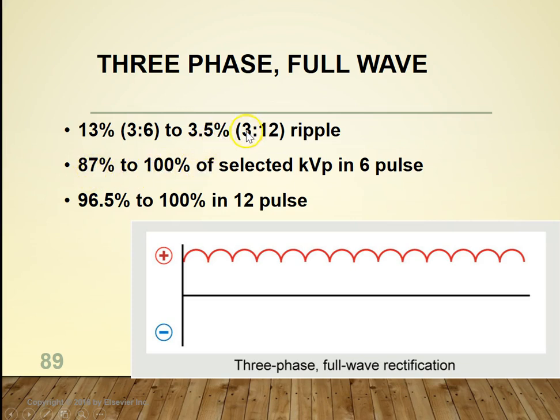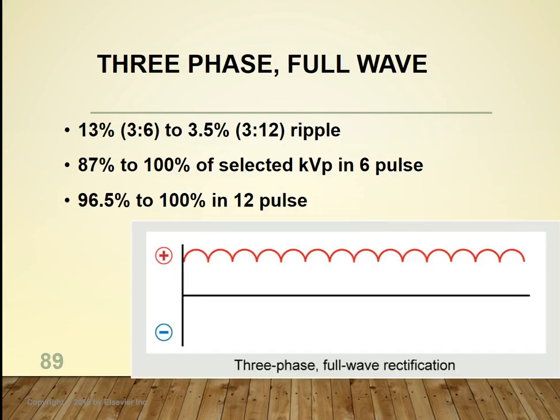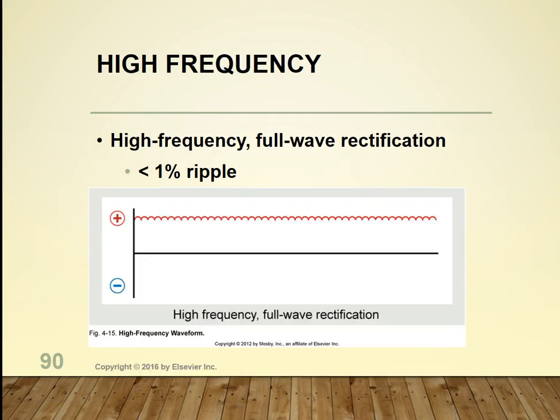But if you step up to a 3-phase, 12 pulses, then the most ripple you'll get is 3.5. So that means the lowest amount would be 96.5. So make sure you understand those differences. Here, they can be phased or synchronized, and here is what happens the more phases or pulses that you get. So it's still 3-phase, but now I have 6 pulses instead of 3 pulses, or I have 12 pulses instead of 3 pulses.